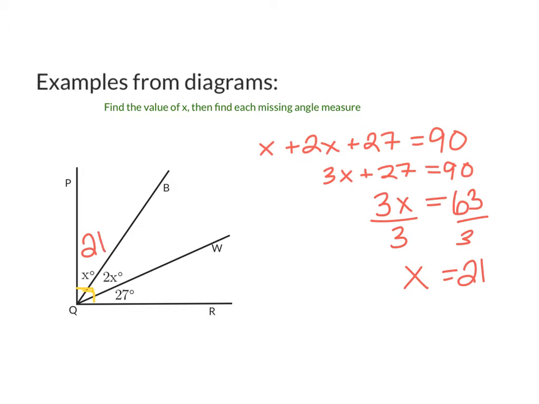So that means that 21 does get an angle or degree measure in that first angle, but then it's multiplied by 2 to get the 42 degrees in there, and then the 27 stays here. So the angle measures are 21 degrees, 42 degrees, and 27 degrees. Those three numbers add up to equal 90 because they're complementary angles.